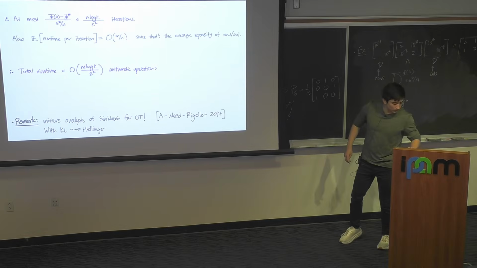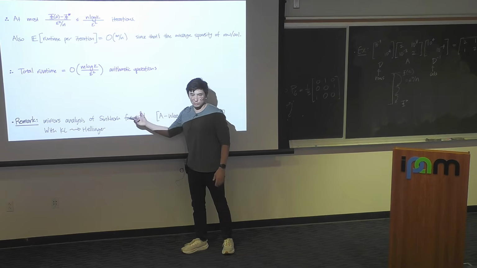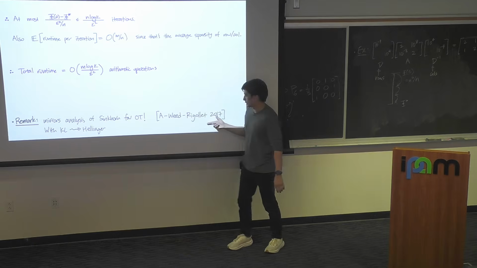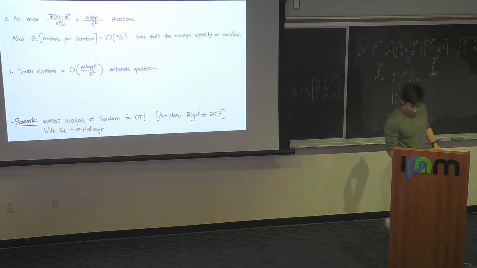I'll mention just very quickly that one upshot of this, one thing I'm excited about, is that this mirrors exactly our analysis of Sinkhorn for optimal transport from a while back, where we did exactly the same argument, or as similar as possible, with the KL divergence for Sinkhorn. So what I've just shown you is that this mirrors, not just problem formulation and algorithm, but also the analysis. Let me just say one last thing, and then I'll take questions.